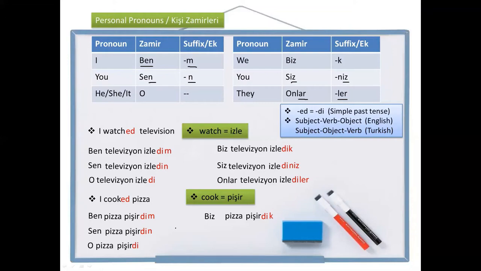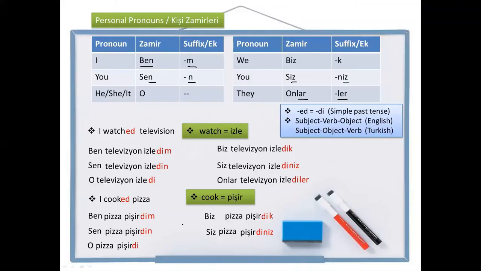And let's say now you plural cooked pizza. You, siz. Pizza. Cook, pişir. Cooked, pişirdi. Okay, I need the suffix here now. How am I going to find the suffix? Iz is here. I need to add an n, niz. Siz, niz. So siz pizza pişirdiniz.